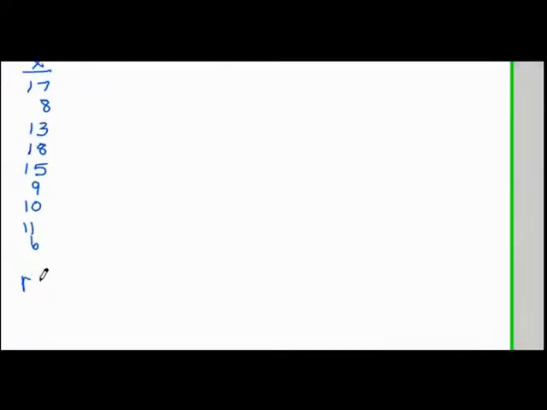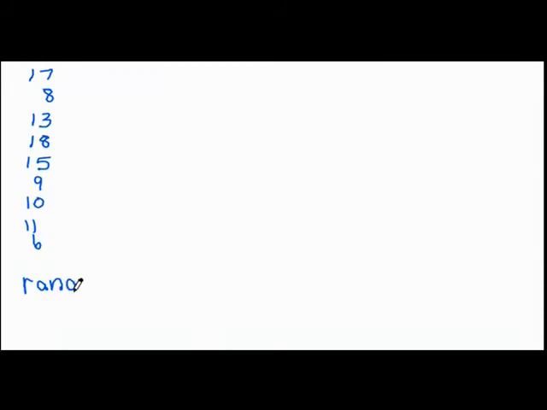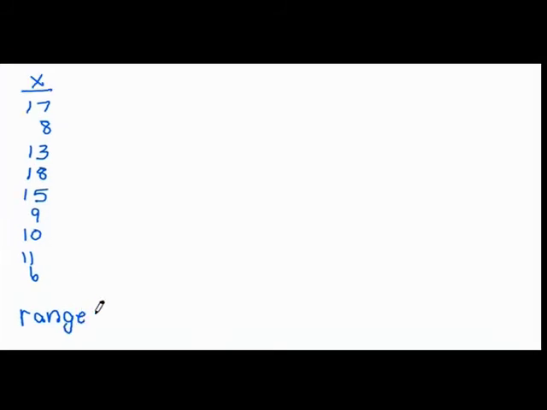And so our data here, we have the data. And let's find the range. The range of the data is just the highest value minus the lowest value. So our highest value here is the 18, and the lowest value is the 6. So we just take 18, take away 6, and that'll give us a range of 12.